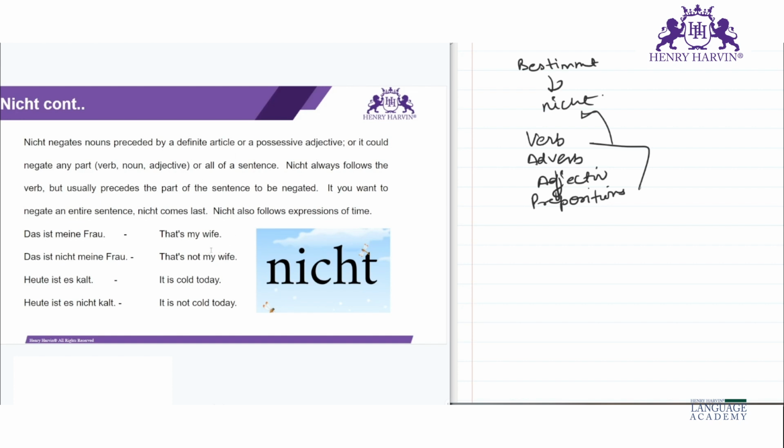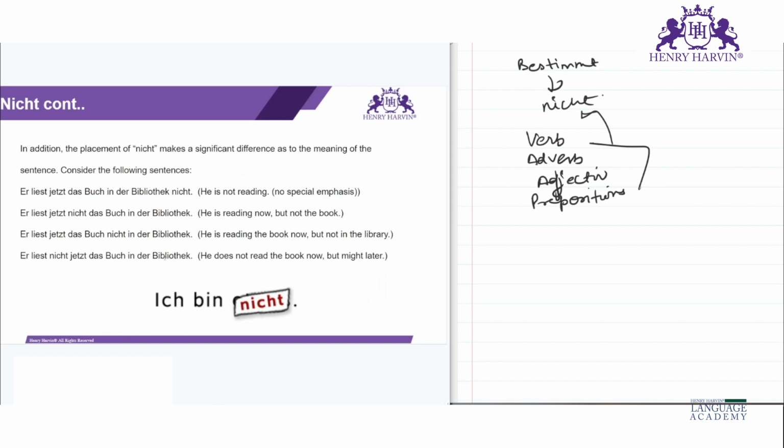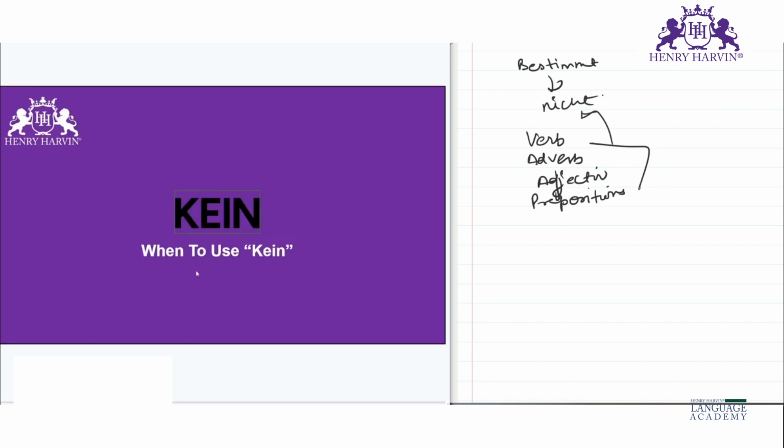Here are some more examples with the word nicht, so you can just take a look. For example: Er liest jetzt das Buch in der Bibliothek nicht. But you can also use it in another way: Er liest jetzt nicht das Buch in der Bibliothek. Or: Er liest jetzt das Buch nicht in der Bibliothek. So you can use this word in any position in a sentence.